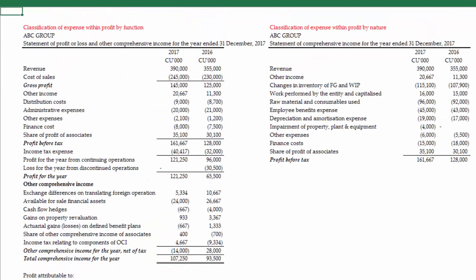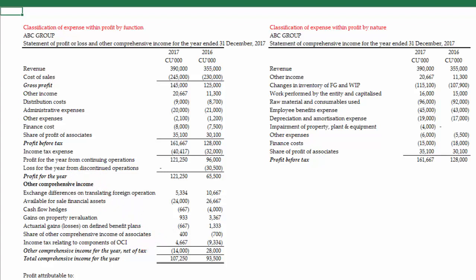From the statement we provided, you will see that we have a subtotal for the profit or loss for the period, the total other comprehensive income, and the total comprehensive income, which is the addition of this profit or loss for the period and this total other comprehensive income.